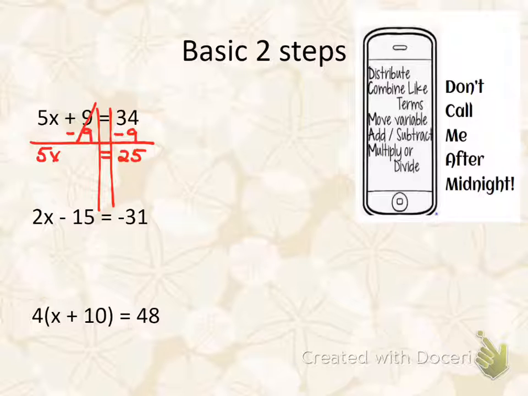So now we have a multiplication, right? So we're down at the multiplication and division part of the order of operations. So we're multiplying and dividing. We're going to get rid of our multiplication. How do we get rid of our multiplication? By dividing. Divide each side by 5, because that's what we're trying to get rid of. Cross out the 5s. So over here we have x equals 25 divided by 5, which is 5.